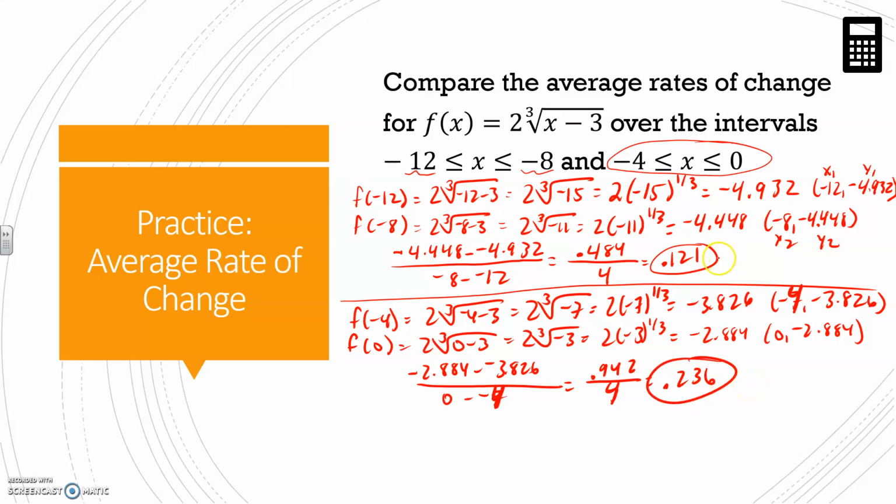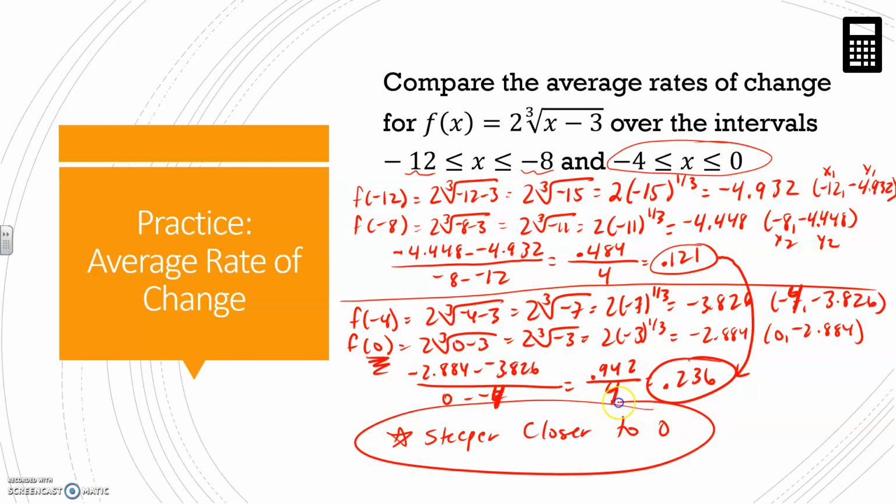Okay, so once again, if I compare my first rate of change to my second one, I see that it gets bigger and I'm getting closer to 0. So the big takeaway from this is it gets steeper the closer I get to 0. Okay, so we can talk about how the rate of change changes as we get further and closer to 0.